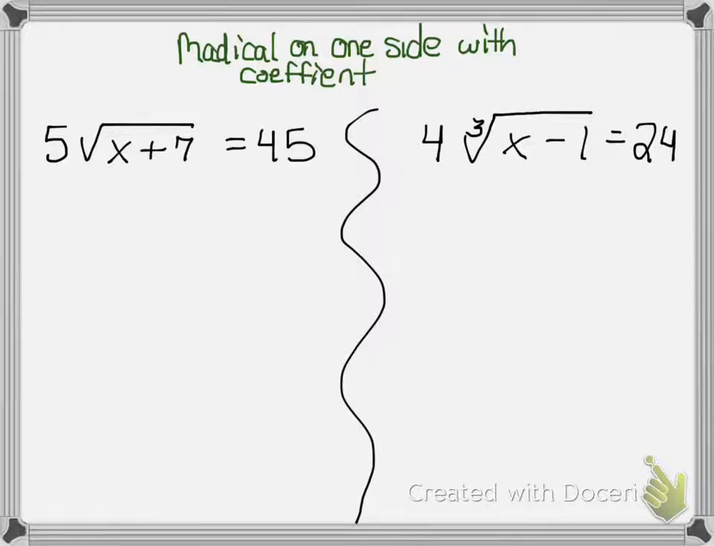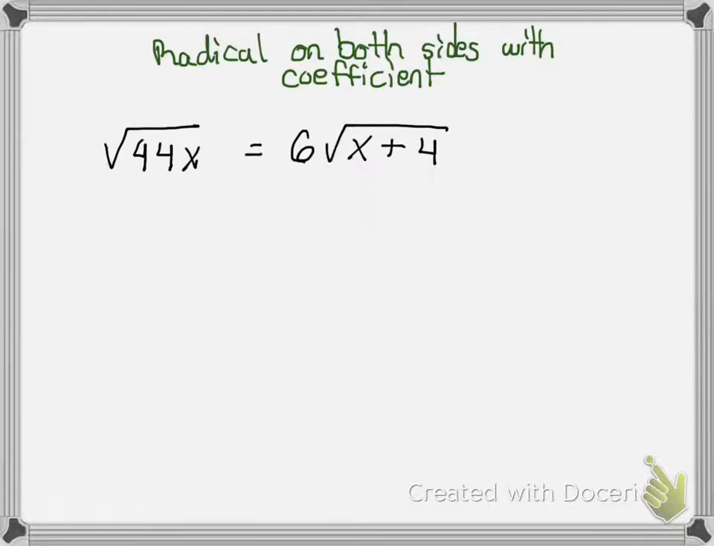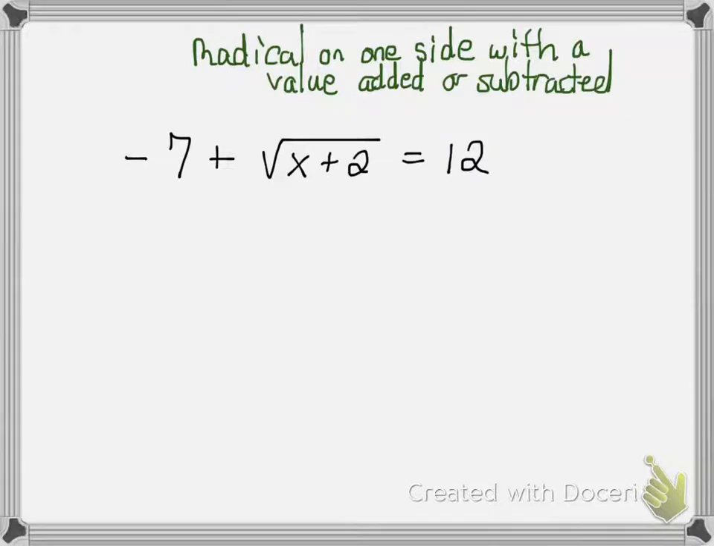So I have radical on one side with a coefficient, and you know coefficient is the number in front of the radical. I have radical on both sides with a coefficient, and then I have a radical on one side when you have a value that's added or subtracted. So these are my three scenarios I'm going to go over.